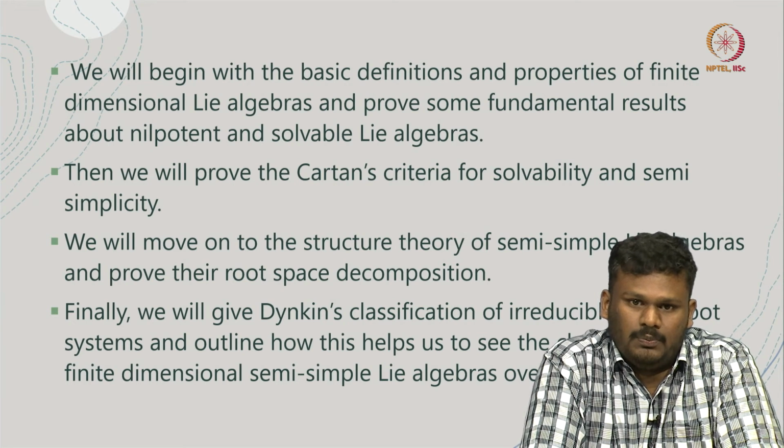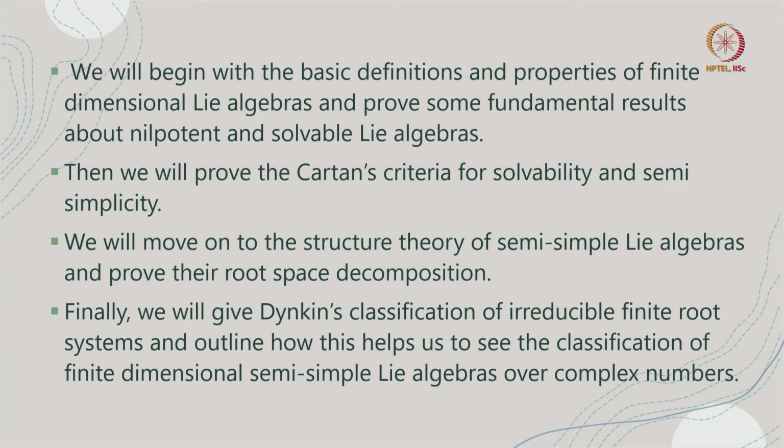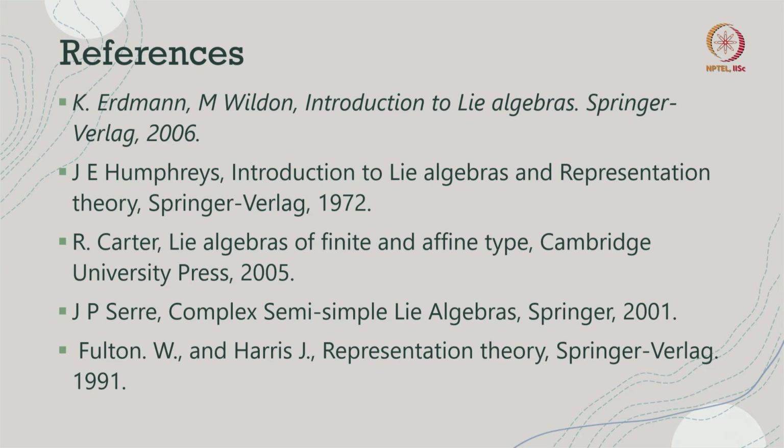Then we will prove Cartan's criteria for solvability and semi-simplicity. We will also move on to the structure theory of semi-simple Lie algebras and prove their root space decomposition. Finally, we will give Dynkin's classification of irreducible finite root systems and outline how this helps us with the classification of finite dimensional semi-simple Lie algebras over complex numbers. So, in this course we end with the classification of finite dimensional semi-simple Lie algebras.